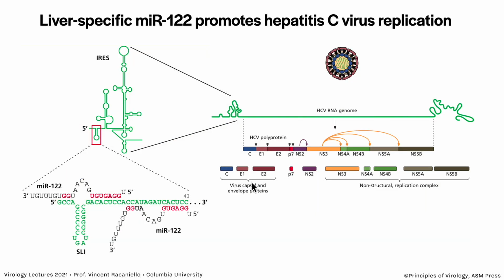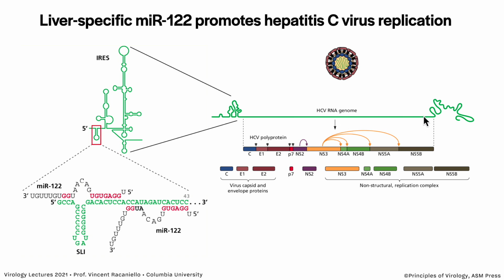Now, one of these microRNAs, there's a whole bunch of them, and one of them is called miR-122. miR stands for microRNA. I like it. It sounds Soviet, right? miR. miR-122 is needed for hepatitis C virus replication.